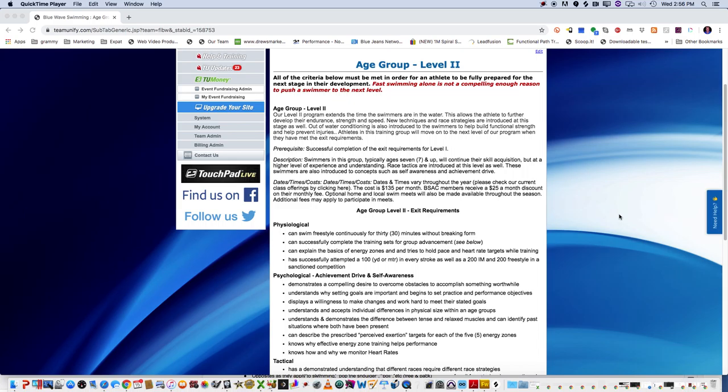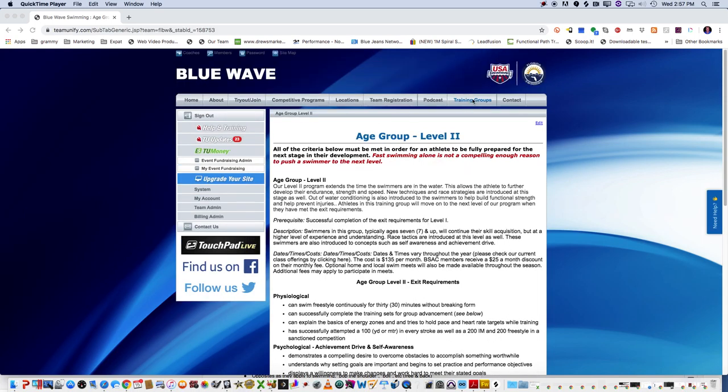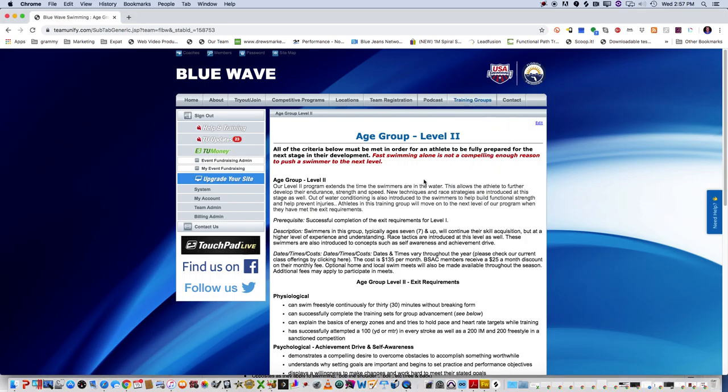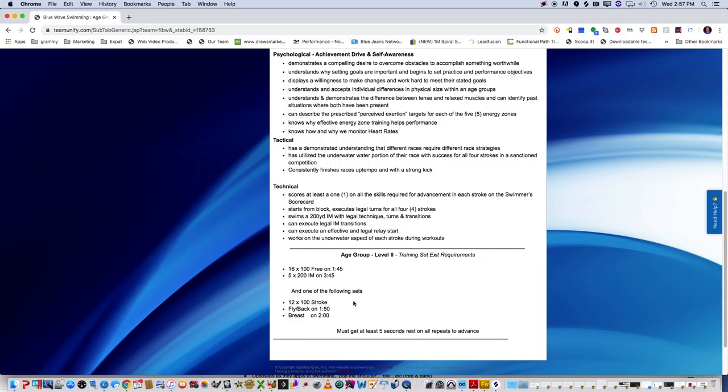From a physiological standpoint, the athlete should be able to swim freestyle continuously for about 30 minutes without breaking form. That way we know that they're physiologically ready for the demands of the next level. They can successfully complete the training sets for group advancement. And on this page here, under training groups, it has it all spelled out. If I go up here to training groups, I go to age group level 2, that's where we are. Scroll down to the bottom.